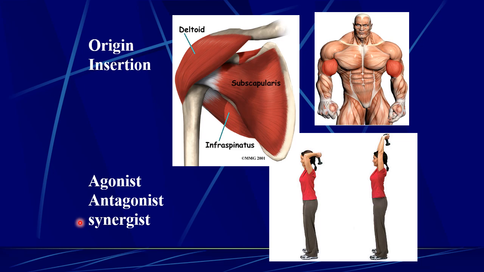And then you have your synergistic muscles that do the same or a similar type of function as your agonists, but they also enhance the movement of the muscle by stabilization.